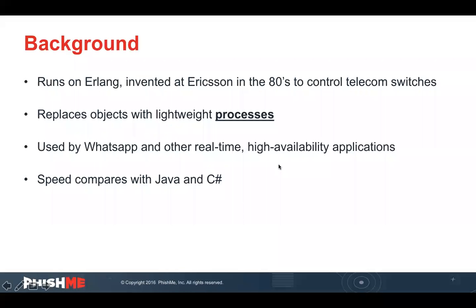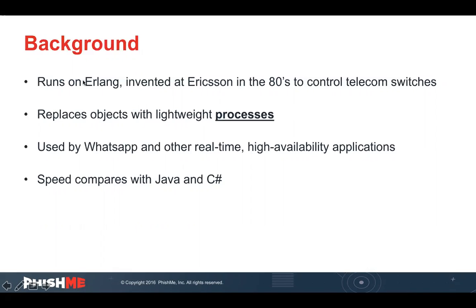So some background on Elixir is that it runs on Erlang, and Erlang is a language that was invented in the 80s at Ericsson, and they used it to control telecom switches. So these are systems that need to always be up. You need to be able to update it without it going down. It serves tons of requests, and it needs to, if anything goes wrong, be able to restart itself immediately. So it was a language that was specifically geared towards what we call high availability.